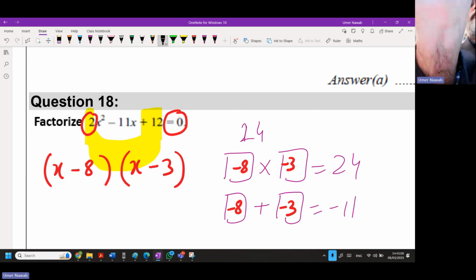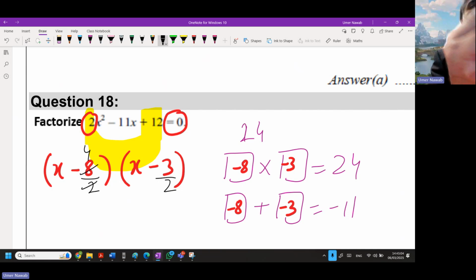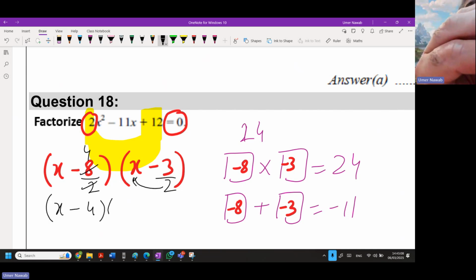Don't forget, you have to divide it by 2. So once you do the division, it leaves behind 4. So I'm going to get x minus 4. This 2 goes here and it gives you 2x minus 3. That's the factorization.